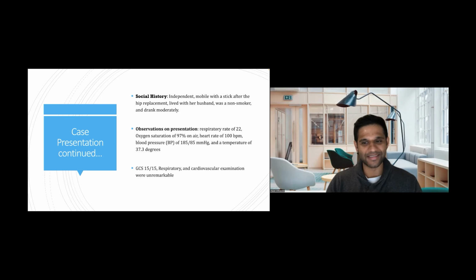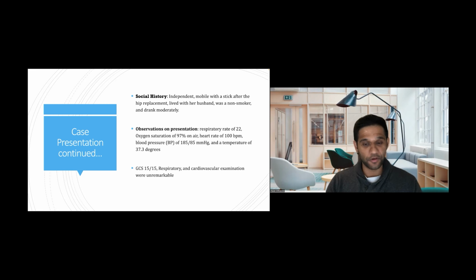Observations weren't that exciting. She had a high respiratory rate of 22 and a high heart rate of 100 beats per minute, so she was slightly on the tachycardic side. On examination, she was quite pleasant. She was oriented and alert. She had a GCS of 15 out of 15, and she had an unremarkable respiratory and cardiovascular examination.